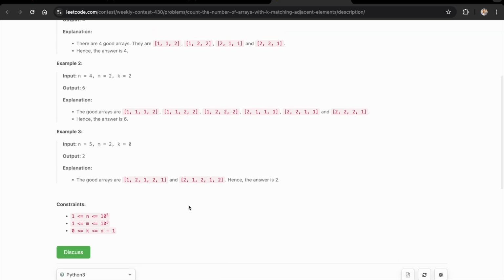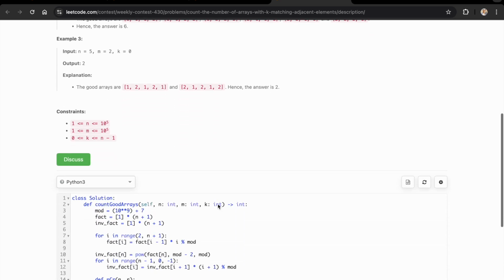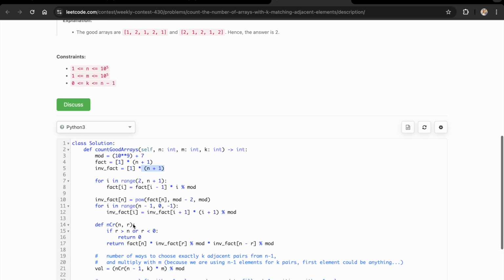So for that, what we can do is use the help of combinatorics. First we compute the factorial and then the inverse factorial. You can find how to calculate the inverse of factorial on the CP algorithm website. After that we have a function of NCR, which is n factorial into r factorial divided by n minus r factorial.